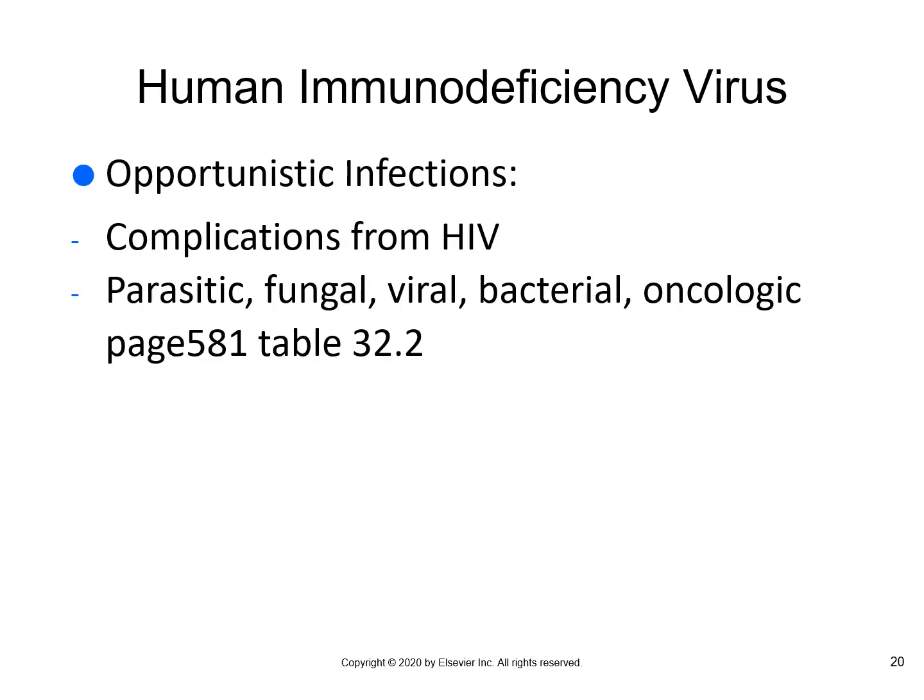Opportunistic infections, like we said, are those complications from this virus, the HIV. It's either parasitic, if it's caused by a parasite, fungal, if it's caused by fungi, viral, if it's caused by a virus, bacterial, and oncologic. So look at table 32.2 on page 581. Highlight that and then read through it. Make sure that you know those infections. What are their manifestations? What is the mode of transmission, and how can we prevent it? Okay.